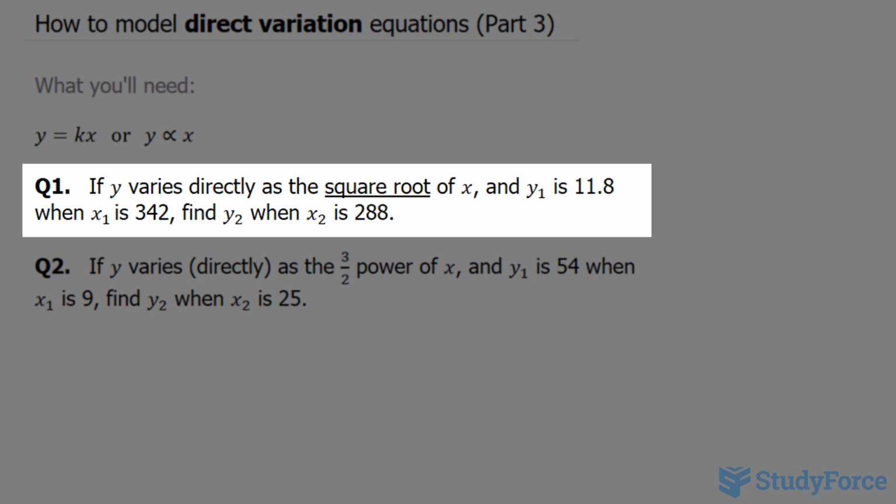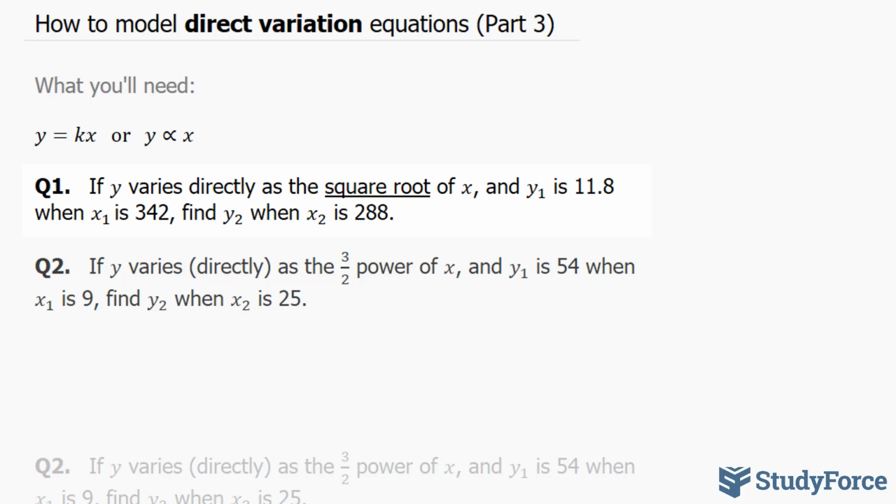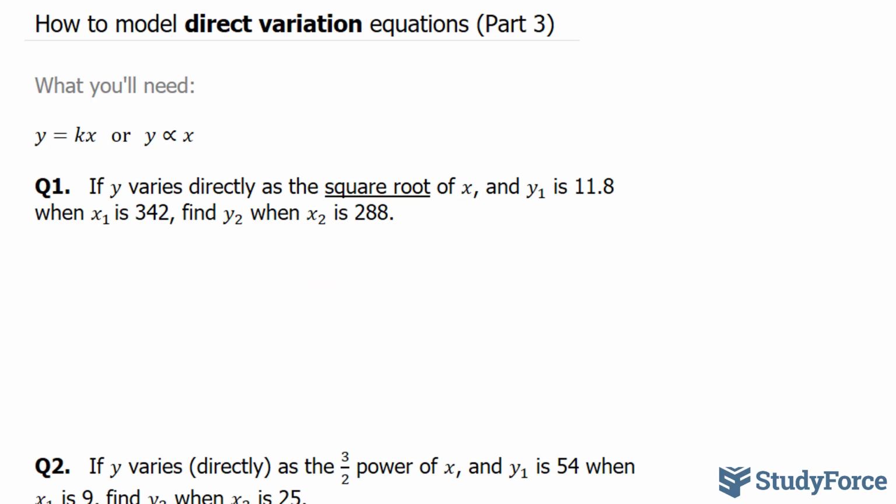Question 1 asks, if y varies directly as the square root of x and y1 is 11.8 when x1 is 342, find y2 when x2 is 288. We've been provided with some important information here. The first thing is that it's directly proportional, and also we've been given a point. The point that we've been given is 342 and 11.8.